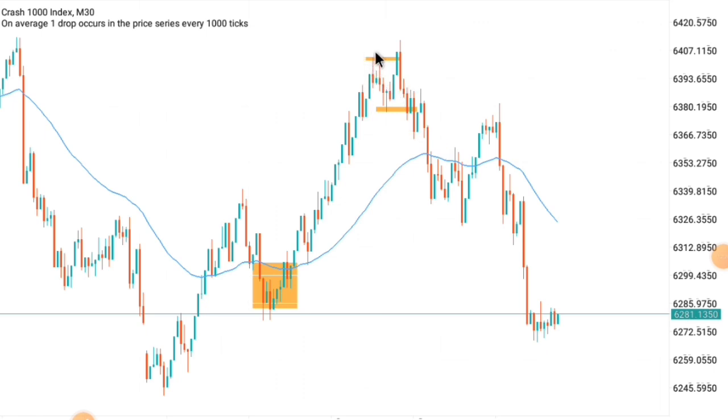Price at about this point broke the high. That is the break of structure. And then at about this point, price broke the low, which is now a change of character, or what we call shift in market structure.